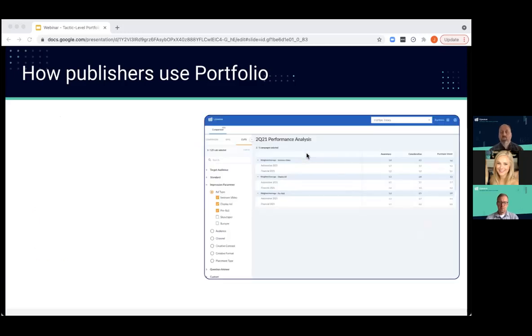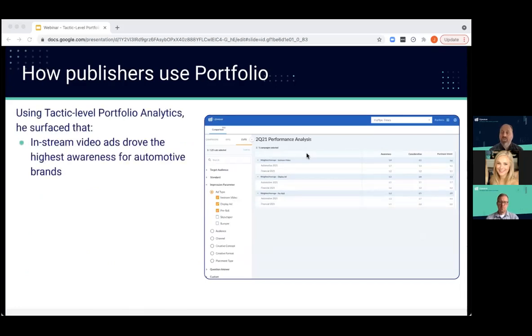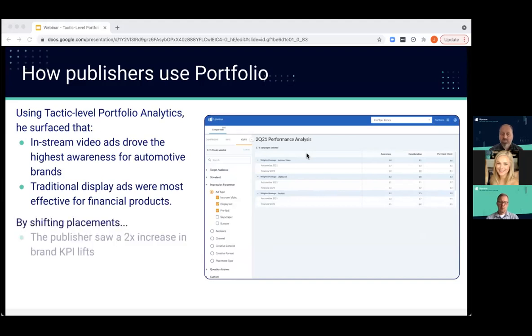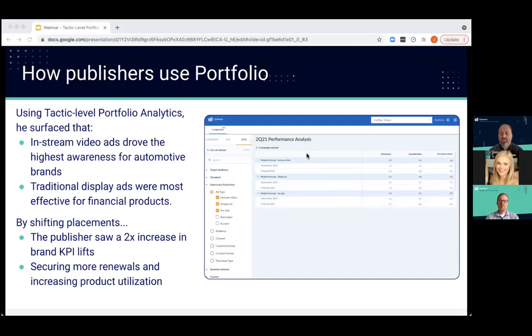With tactic level portfolio analytics, the VP surfaced that in-stream video ads drove the highest awareness for automotive brands, but traditional display ads were most effective for financial products. Taking this information, the VP shifted placements for the respective verticals accordingly. And as a result, the publisher saw brand KPI lifts double, and in turn was able to secure more renewals and better product utilization, garnering greater investment from advertisers across products in subsequent time periods.